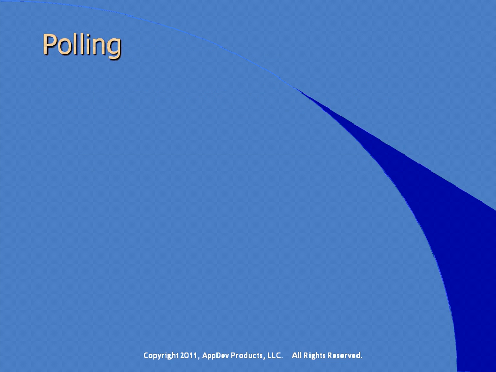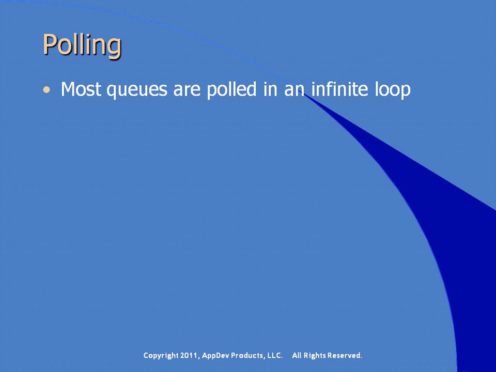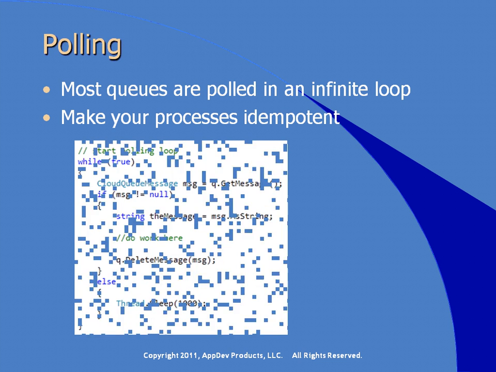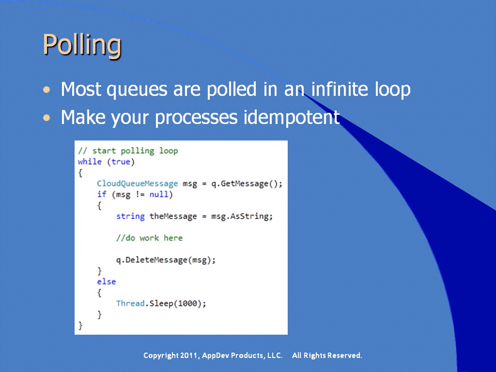Now, one of the key concepts of working with queues is polling. How do you pull messages off the queue? Now, most queues are polled in an infinite loop. So the key to polling is to not affect the polling process as you add more message consumers. So here's an example of how you could implement polling and the pulling of messages.